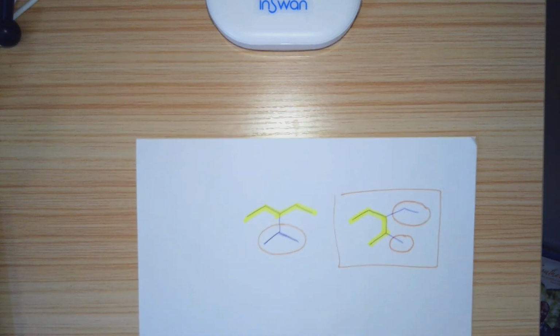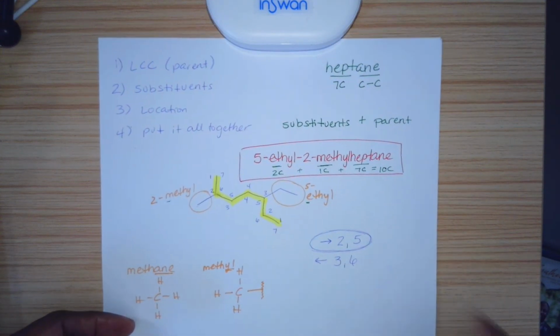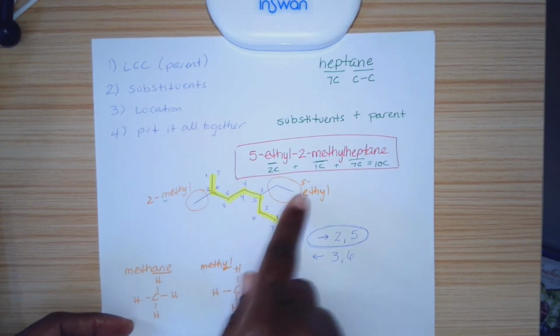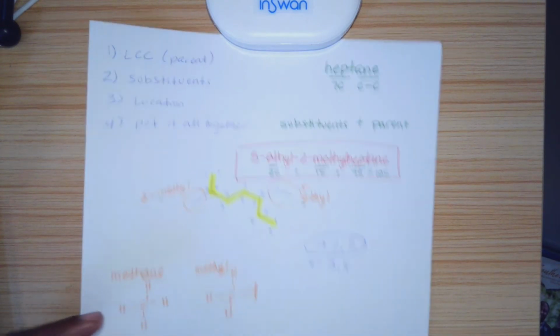In that previous example, it didn't matter. We would end up with 2 substituents. So even though I chose to highlight this way, I had 2 substituents. If I had gone straight across, I would have still had 2 substituents. So that one didn't matter.